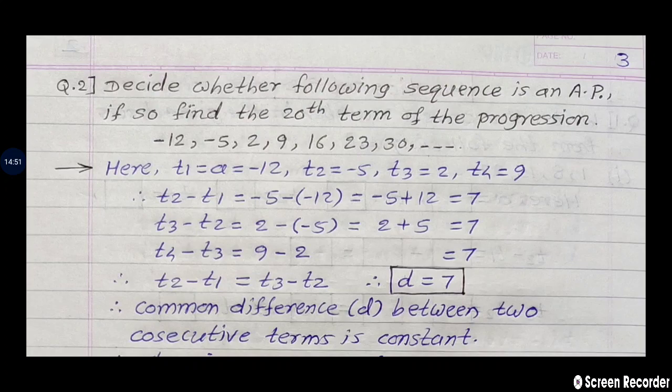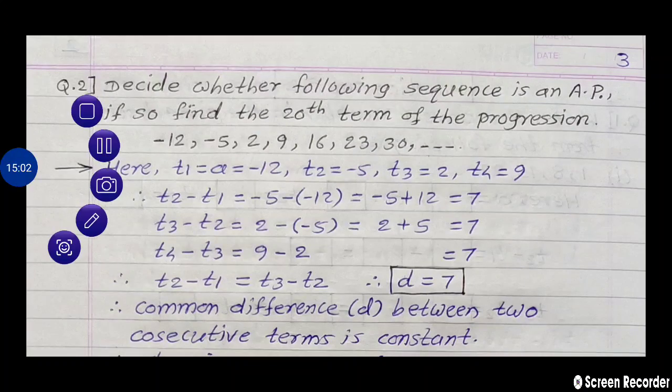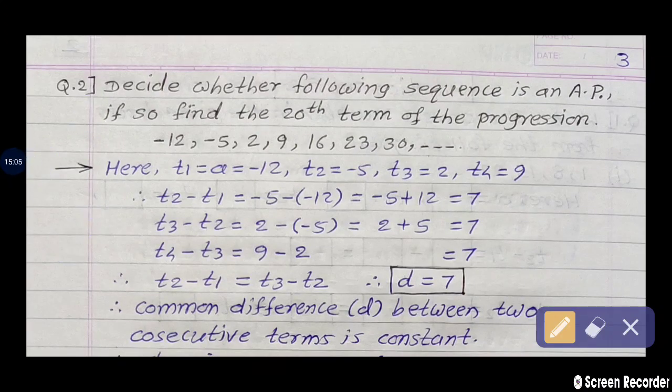Decide whether the following sequence is an AP. If so, meaning the given sequence is an AP, then afterward we find the 20th term of the progression. The sequence is given here: minus 12, minus 5, 2, 9, 16, 23, 30 and so on.